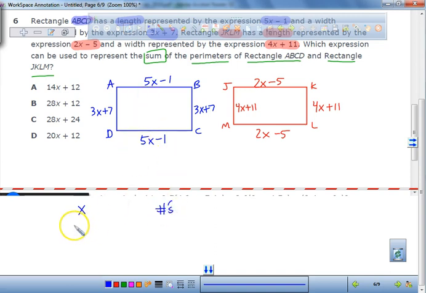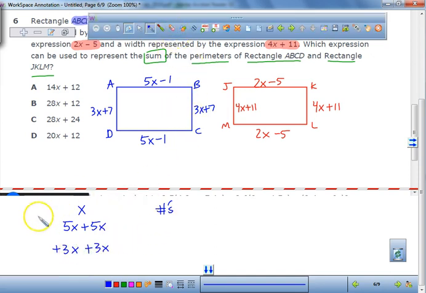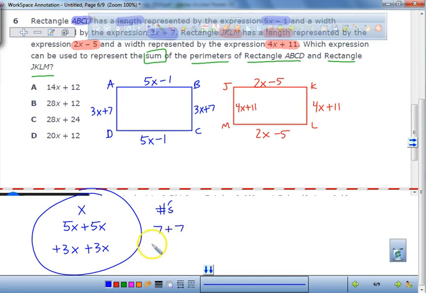In blue, what are the x's that we need to add together? 5x plus 5x. What do we have to also add? 3x and 3x. So we have to get all of our like terms together over here. All right, what about the numbers? What numbers are we adding together? 7 plus 7, and then what? Negative 1, negative 1. So we got to get all of the numbers together. Okay. Over here, what are our x's for the red one over here? What are our x's?